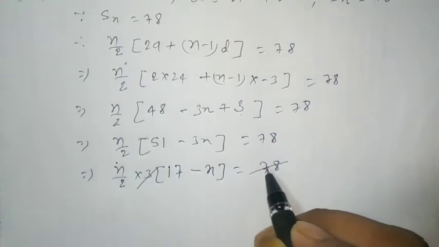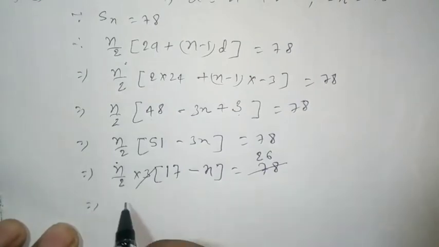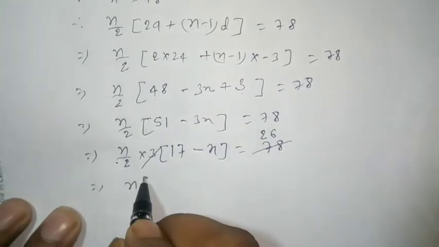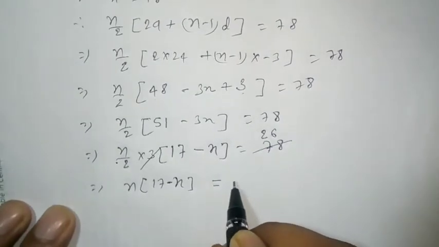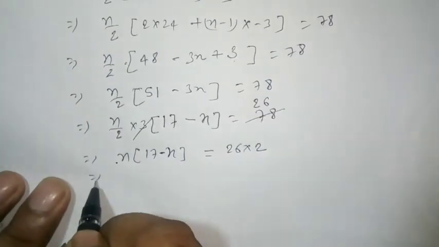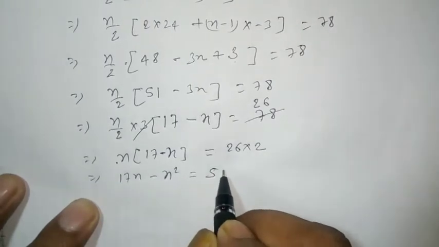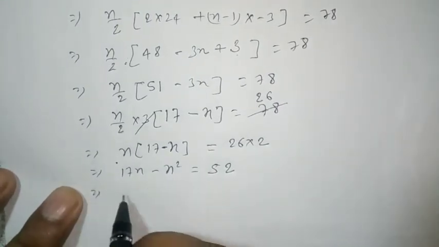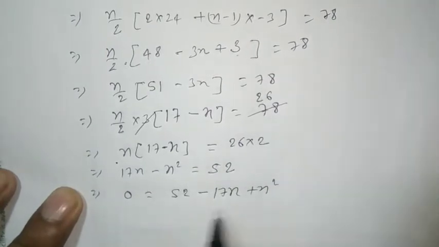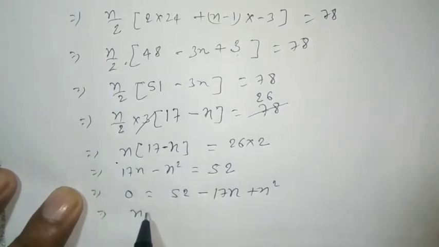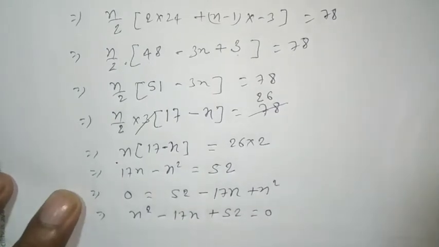78 divided by 3: 3 2s are 6, 1 7, 18, 3 6s are 18. Implies n into (17 minus n) is equal to 26 into 2. Implies 17n minus n square is equal to 52. Implies 0 is equal to 52 minus 17n plus n square. Rearranging, n square minus 17n plus 52 is equal to 0.